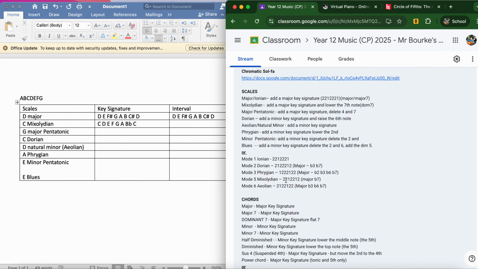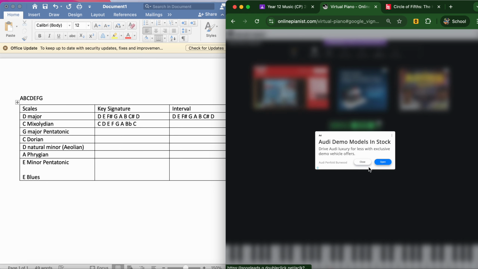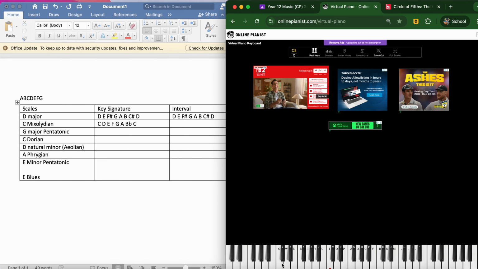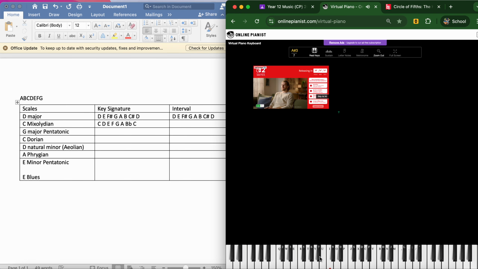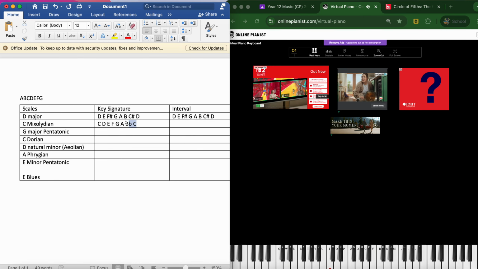Otherwise, we can do our 2, 2, 1, 2, 2, 1, 2. And on the piano, that would be up 2, up 1, up 2, up 1, up 2. And we get the same answer.